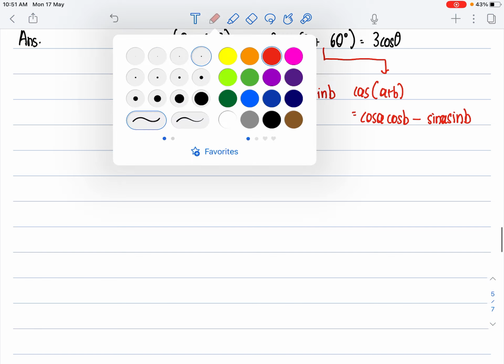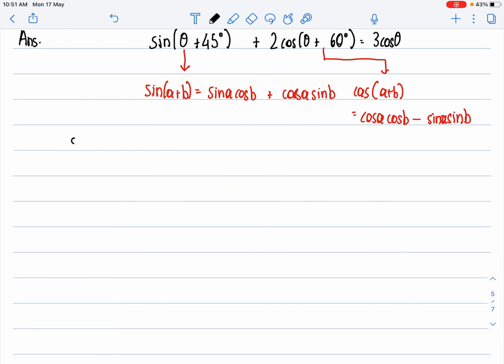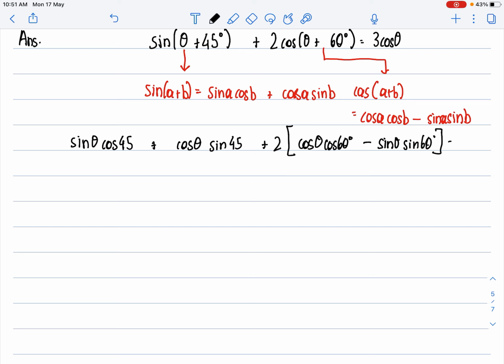So using both these formulas, I can write this as sin theta cos 45 plus cos theta sin 45, plus 2 into cos theta cos 60 degrees minus sin theta sin 60 degrees, which is equal to 3 cos theta.